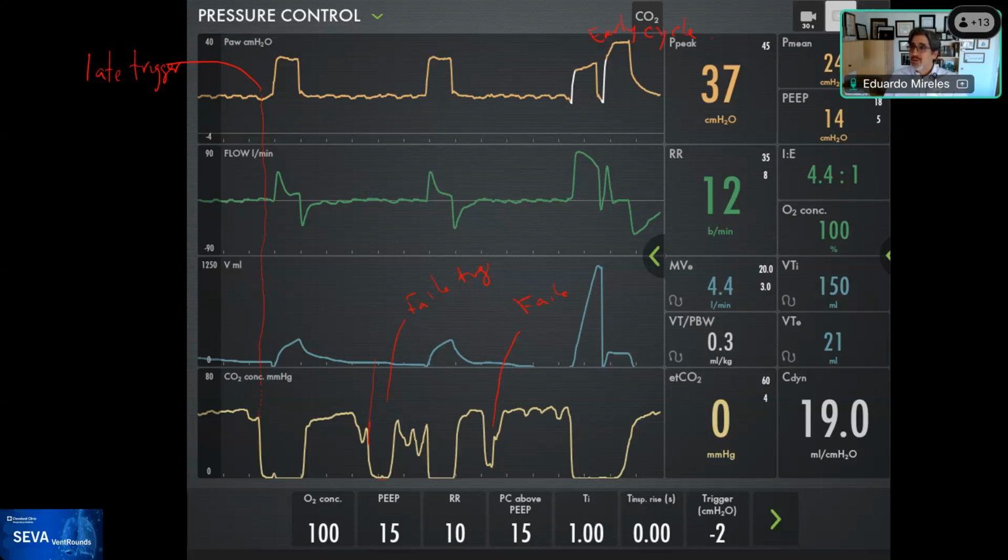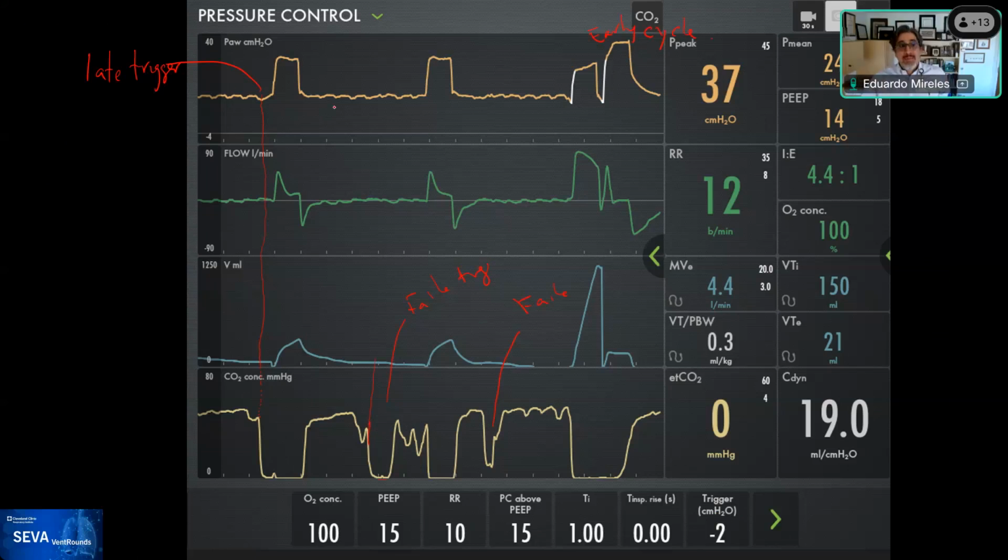Do you remember we had this conversation last week? Not last week, 2 weeks ago, in which there was a breath that was synchronous by just luck. The patient didn't trigger, so it can't be late. And you told me, Eduardo, it fell at the same time. It's synchronous, so let it go.